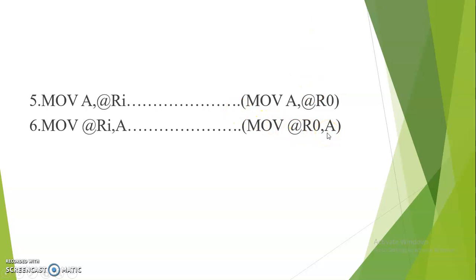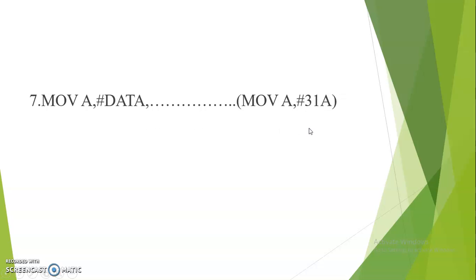So this instruction will copy the contents of the accumulator to the memory location whose address is pointed to by R0 of the selected register bank. We'll see the next combination, that is MOV A, #data. Here #data is the source and A, the accumulator, is the destination. The example I have written is MOV A, #31. It should be 31H, not A.